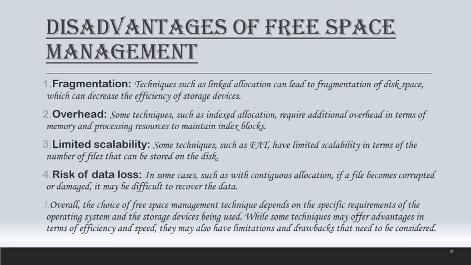Some techniques, such as FAT, have limited scalability in terms of the number of files that can be stored on the disk. The fourth disadvantage is risk of data loss. In some cases, such as with contiguous allocation, if a file becomes corrupted or damaged, it may be difficult to recover the data.